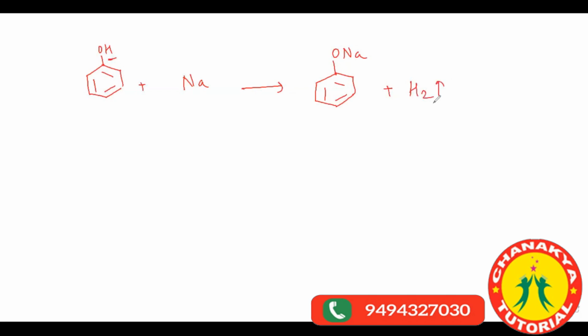To make it H2, what do we have to do? We have to take 2 molecules of phenol. 2 molecules of phenoxide will be formed, and to balance, we have to multiply sodium with 2 as well. This is sodium phenoxide. Yes, ma'am. Please write it down.